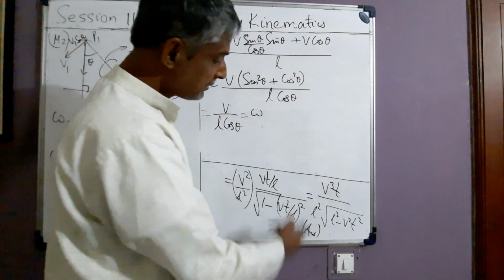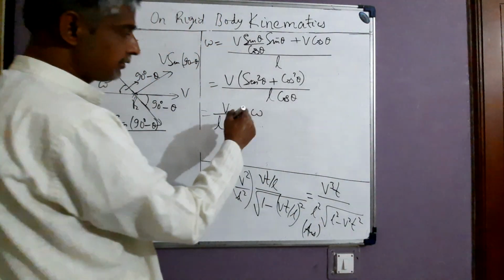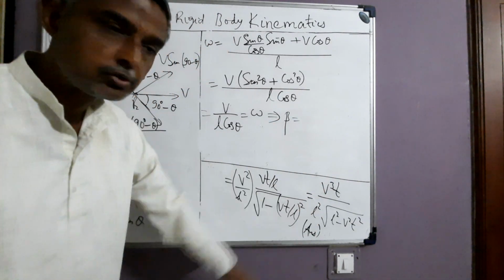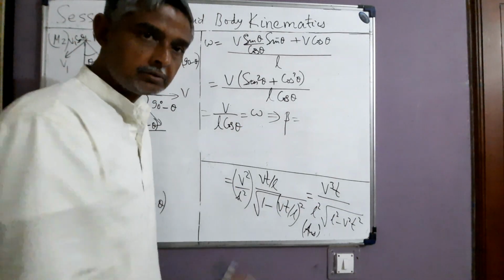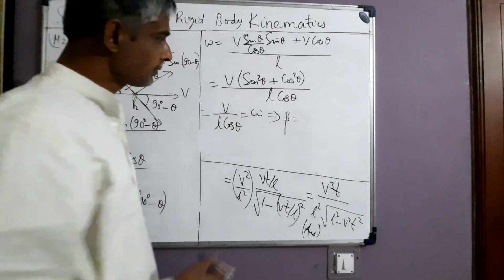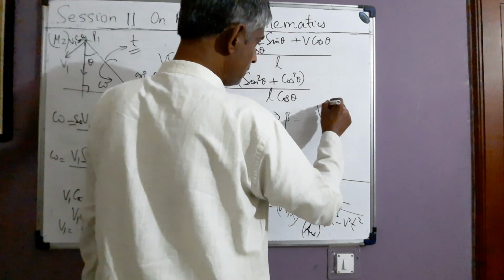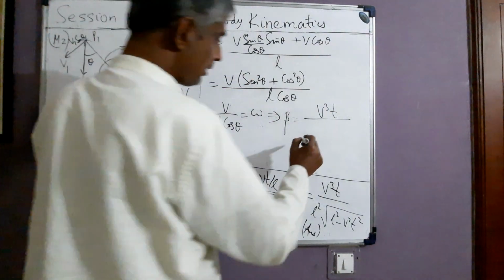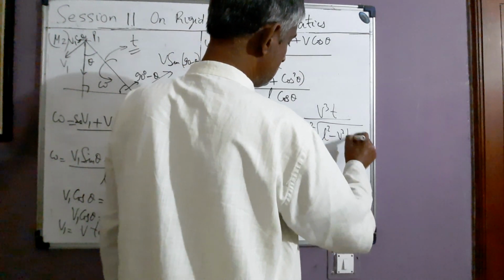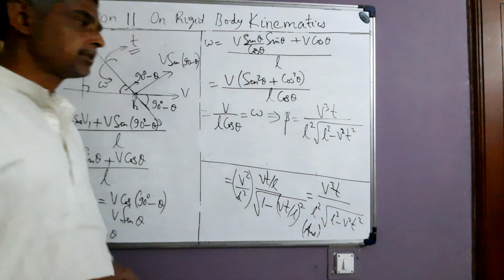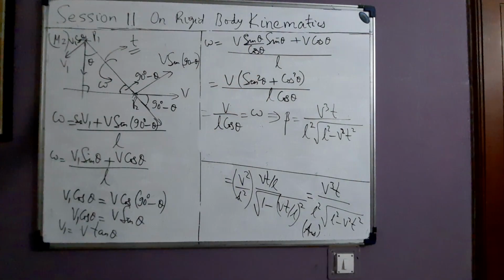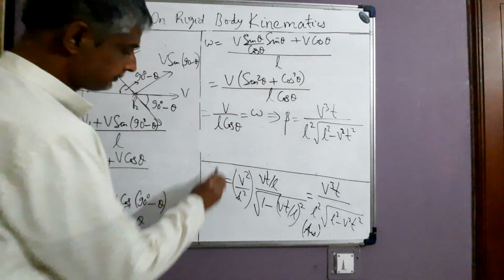So the subsequent steps will be the same as in method 1. If we differentiate this again, we get the same answer here as we obtained in method 1, because after this the method is the same. So I just write down the answer. Beta becomes V cube T upon L square root under L square minus V square T square. So this is the required value of beta by method 2.